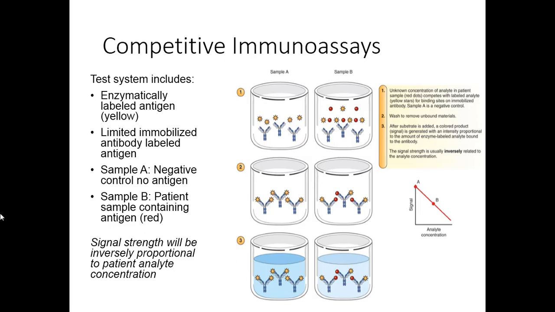Okay, great. Let's look at the test system that we're looking at here and get our feet wet with this before we go too far. So the test system includes enzymatically labeled antigen, reflected here as just these little yellow star things. We have a limited amount of antibody that's immobilized. We call this a capture antibody. Why? Because it's going to capture these antigens, right? So this is called the capture antibody.